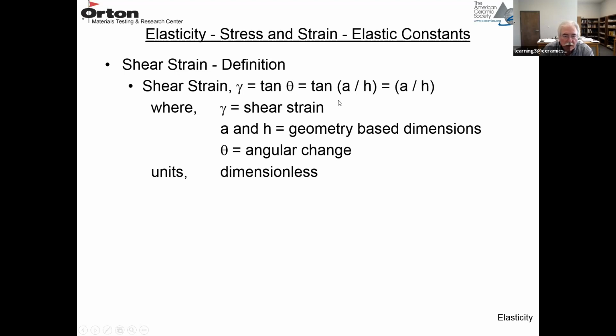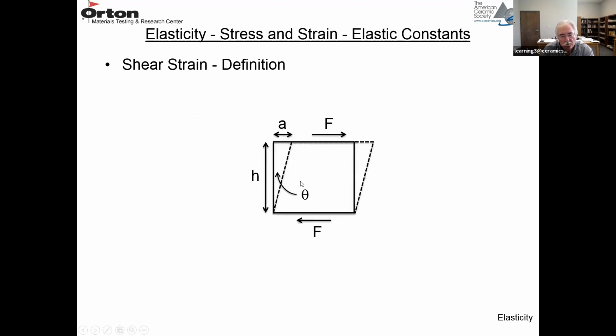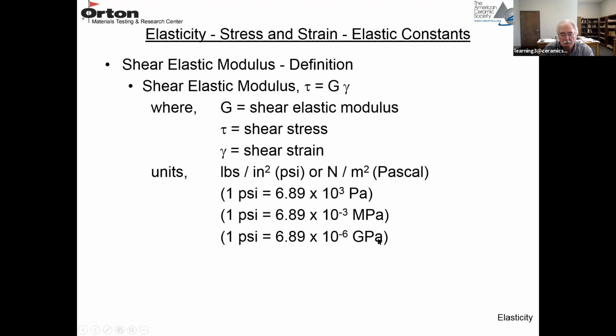For brittle materials, the strains are really small, so you can approximate the tangent of A over H as just A over H. Gamma is the shear strain. A and H are these geometry dimensions. Theta is the angular change. And again, it's a strain, so it has no dimensions. So this value of theta on this diagram is a small number, just as it is for a normal strain. There's very little deformation in a brittle material prior to fracture.